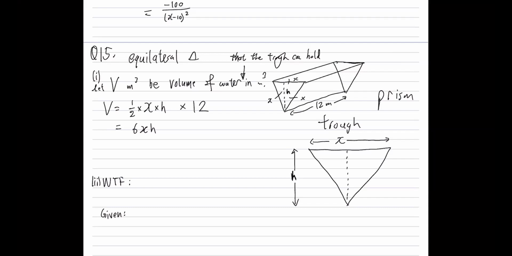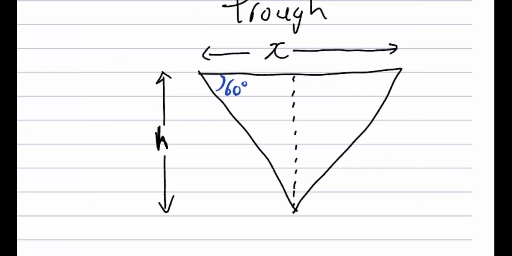Equilateral triangle, what's the angle here? 60. Oh, 60. I want to draw. Okay, go. Okay, I'm thinking. Okay. Wait, but so you find.